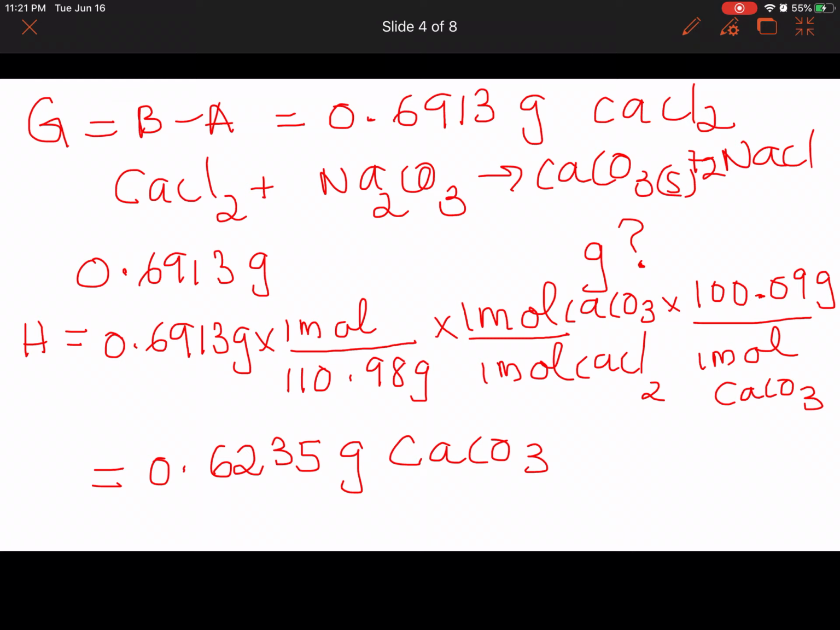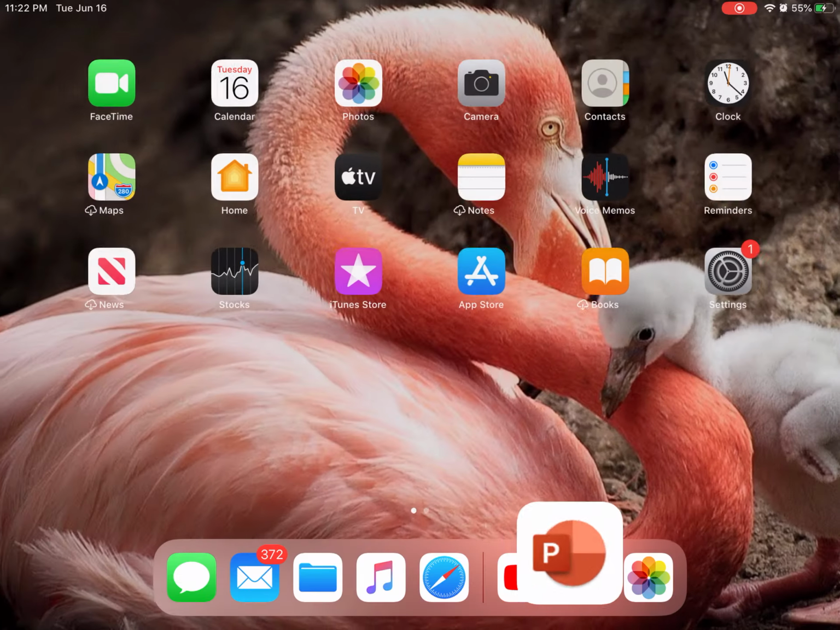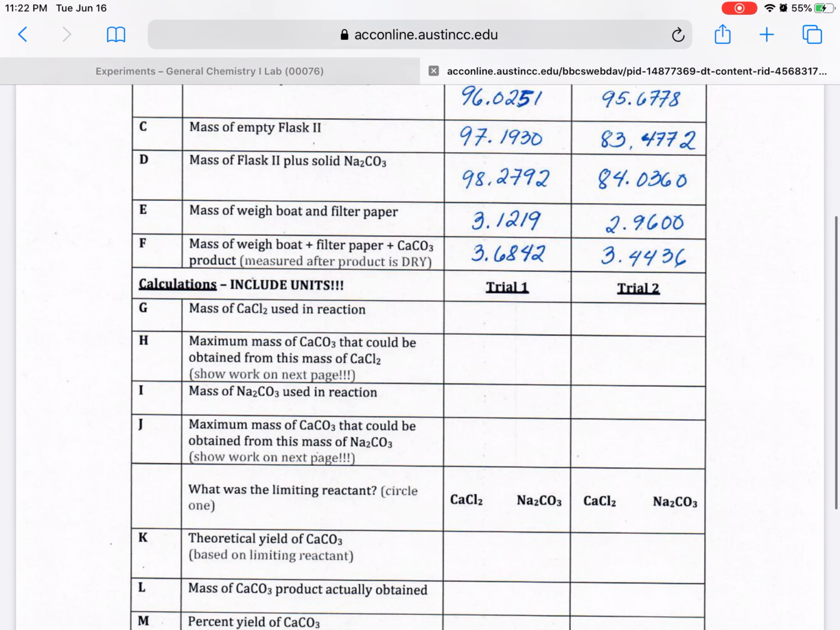And similarly, for the next one, what we did was we added sodium carbonate, right? So then I is going to be the mass of sodium carbonate used in the reaction. So which letters are we going to use to find that? So that's going to be I. Mass of sodium carbonate used in the reaction, that would be D minus C, right?